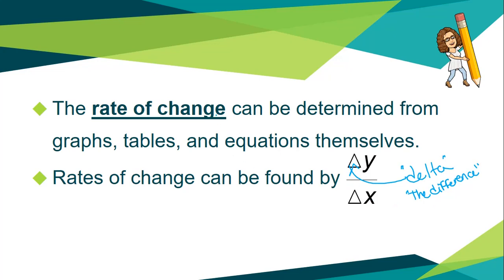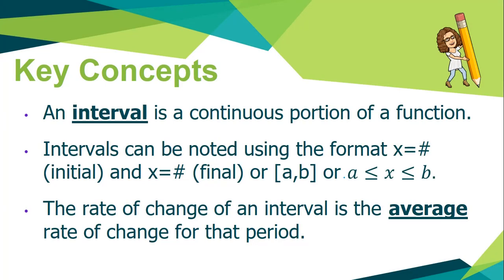A rate of change. You've also seen a rate of change when you did lines and you talked about slope. Slope was a rate of change. So a rate of change is basically subtracting the y's over subtracting the x values. Now, we're going to be looking at a rate of change over an interval. An interval is a continuous portion of a function. Intervals, we can note them in various formats.